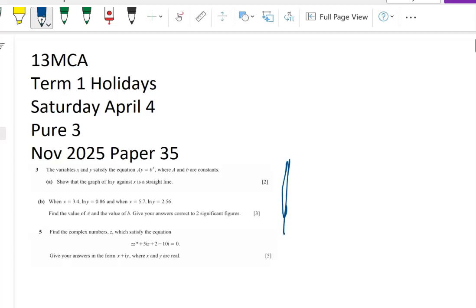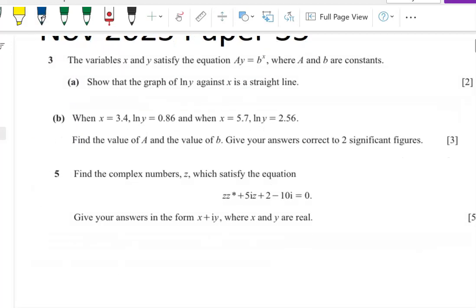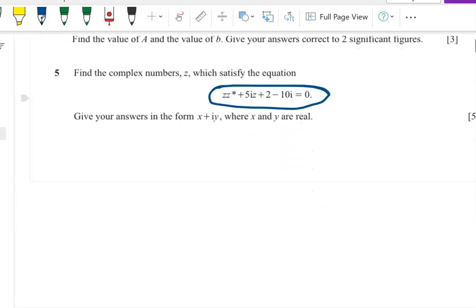Okay, I think I'm going to start with the complex numbers one, just because I think it's a really nice little warm-up one. So let's take a look. We have to find the complex number z which satisfies this equation here. Remember that z star is the Cambridge exam way of writing the conjugate, not like what you'll see in NCEA level 3. And we have to give our answers in the form x plus iy.